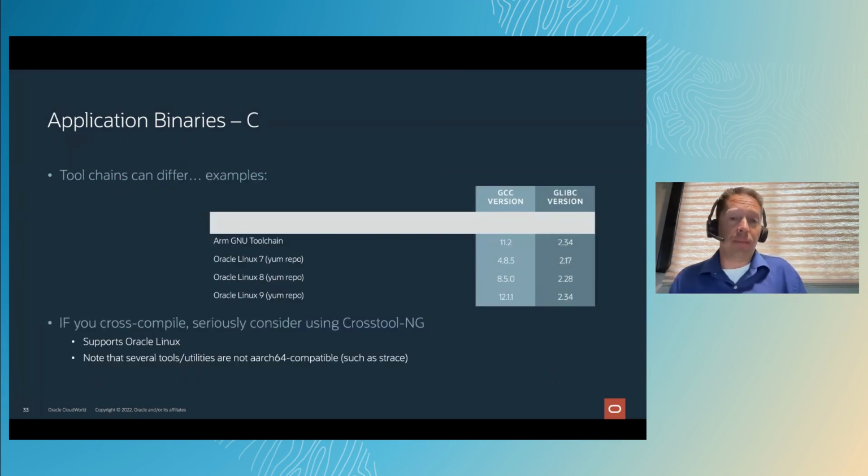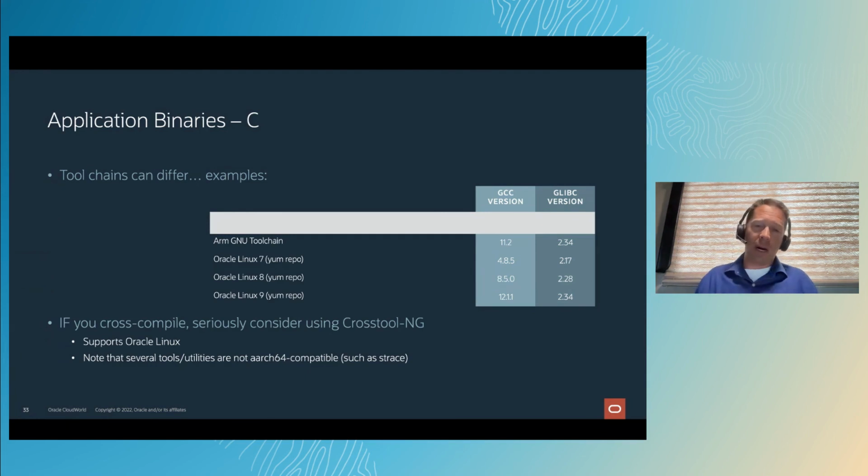Tool chains differ between different sources. For instance, the ARM GNU toolchain might have 11.2 for the GCC version, while Oracle Linux 7, 8, and 9 all have different versions. These can all behave differently, so you really want to take that into account. glibc versions go along with that. The whole tool chain can be vastly different between different versions of operating systems or tool chain providers. Factor that into your development and analysis.